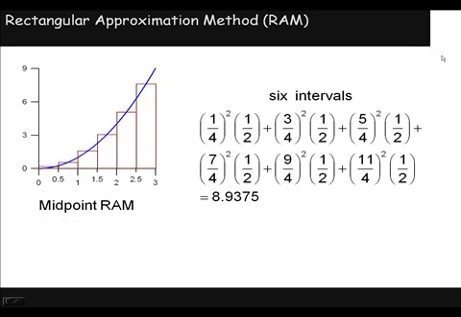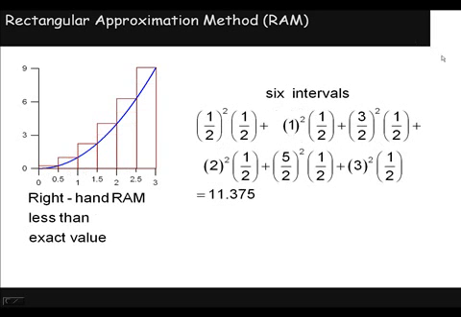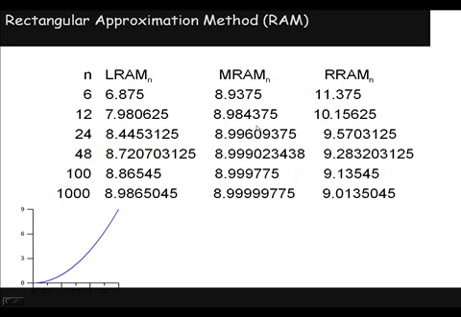If I go to midpoints, I get 8.9, etc. And if I go to right hands, I get an overestimate of 11.3. So I got 3 different values. But what if I, instead of just doing 6 rectangles, I do 12? Notice the numbers seem to be getting a little closer together. When I do 6 rectangles in each one, the numbers were farther apart than they are when I did 12.